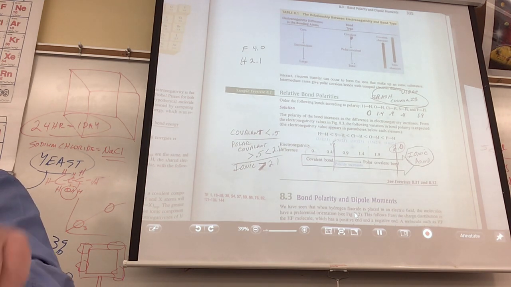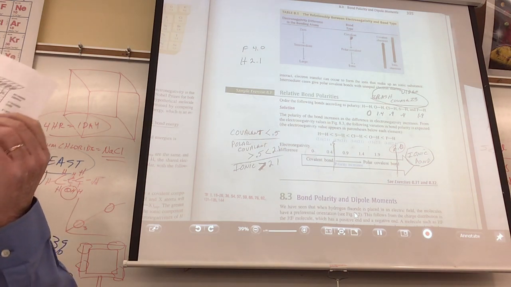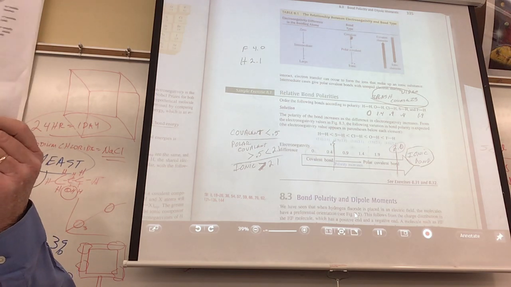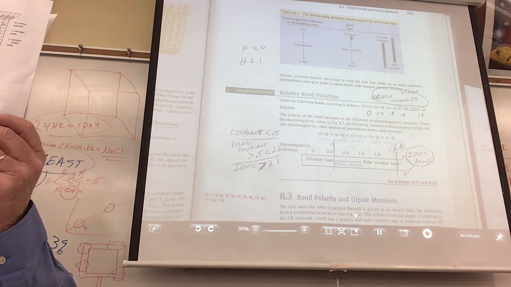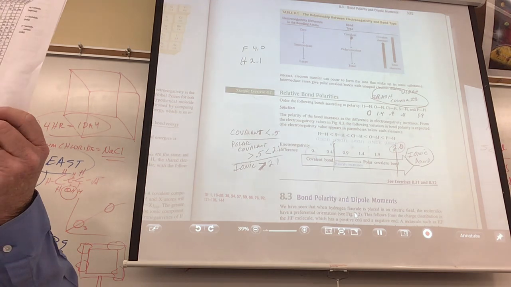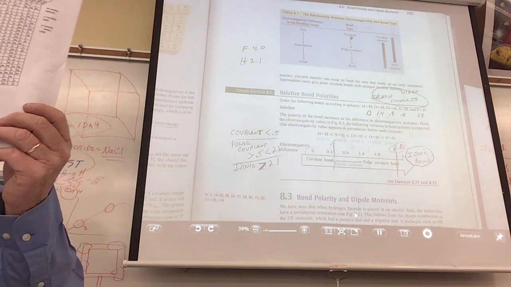Did you know that most chemistry books don't give you this? Why not? Why don't they give you a chart like that? First of all, they want you to know the rules, the general rules like that. So that's number one.